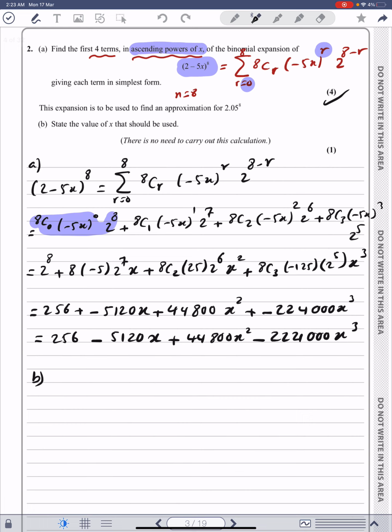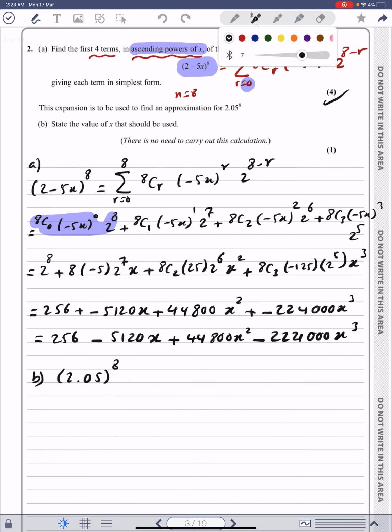The expansion is to be used to find an approximation for 2.05 to the power of 8. State the value of x that should be used. What's the idea in this question? We know that binomial expansion could be used for approximating values. So I'll be doing variant or different questions in other papers where we may find the approximation value using the expansion. But here he wants only the value of x. What do you do in this case?